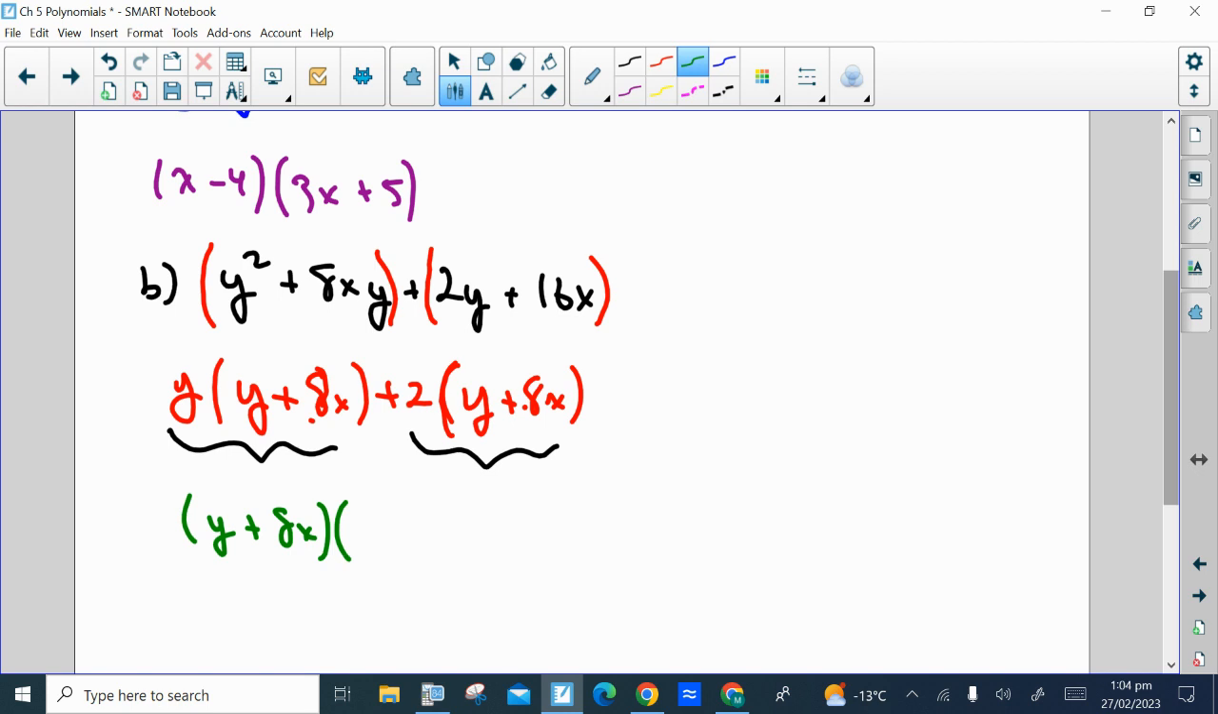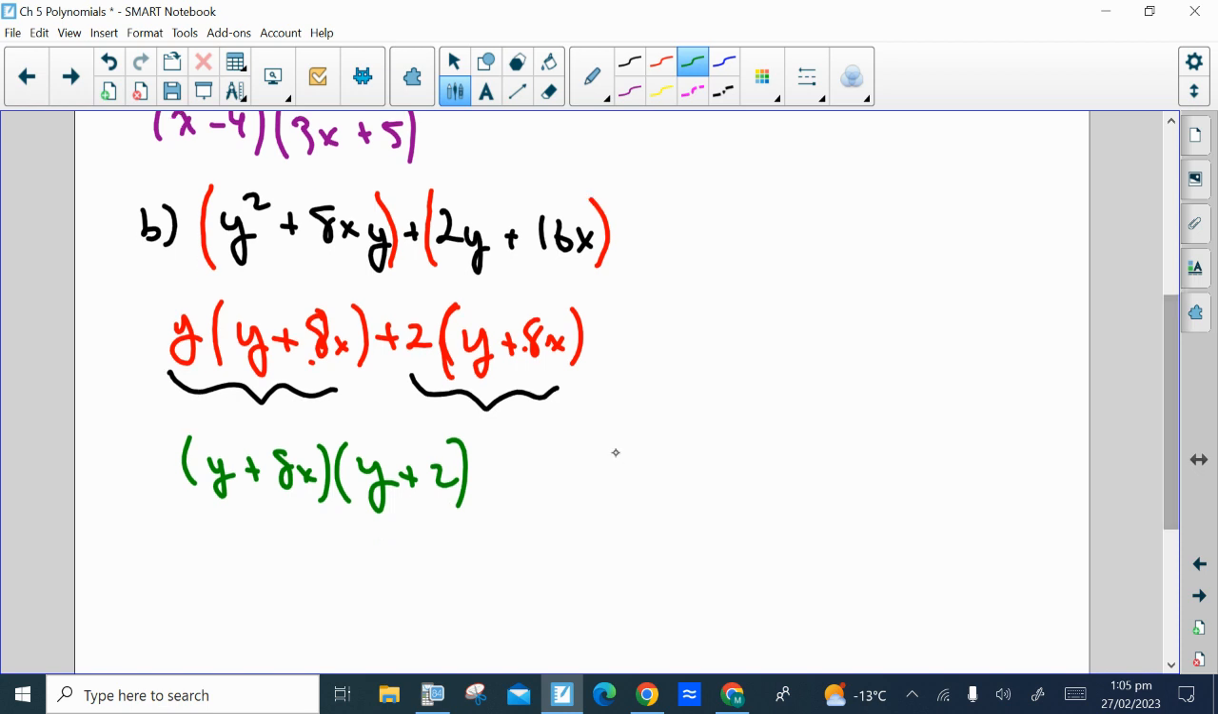What will our other factor be? If you divide this whole thing by y plus 8x, they cancel, and you're just left with what? That's right. There's the factors of the original expression that contained all four of those terms. Now remember, factoring is finding what multiplies together to get what you start with. If you were going to check this by multiplying, you would use a distributive property. The y would be multiplied by the y plus 2, and the positive 8x would be multiplied by the y plus 2.